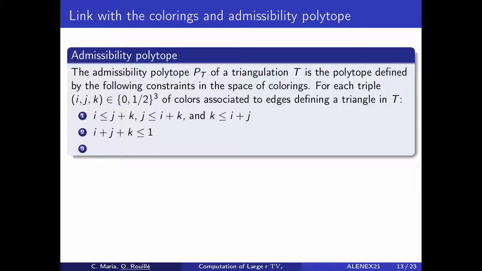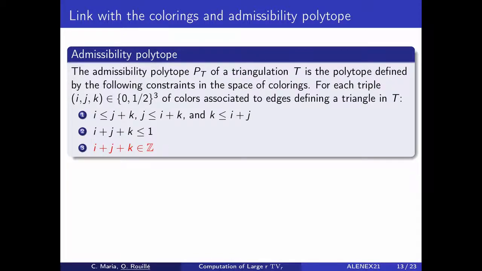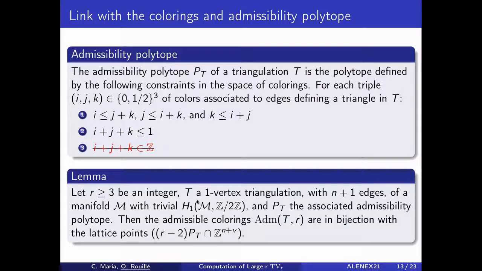Now, how to apply this result to our case? Well, we will take the computation of Turaev-Viro with r equal to 3 for a triangulation. So we take a triangulation, and we take our constraints for r equal to 3. We have i, j, k in 0, half, the triangular inequality and the upper bound. These three sets of constraints are all linear. This can be rewritten as i between 0 and half, etc. And we have a problem with the last one, which is not linear. So we'll just get rid of it, using the property we saw earlier. If we take a triangulation with only one vertex and trivial first homology group, we can get rid of the last constraint, and we can build a polytope that will be in bijection with the admissible colorings. This polytope is just a scaling of what we call the admissibility polytope, given by these constraints.